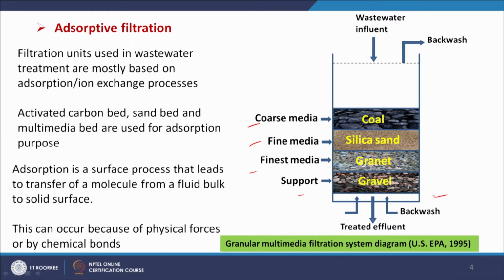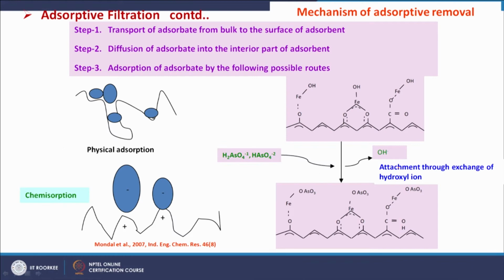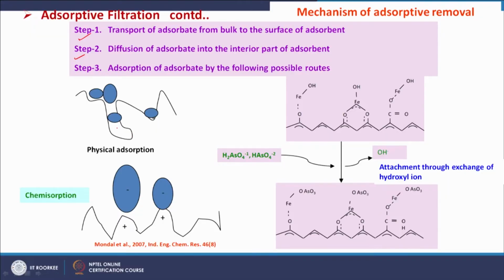This adsorption can take place by a physical or chemical route, and this slide gives us some information on the mechanism of adsorption of pollutants on the surface. The first step is transport of adsorbate from the bulk solution to the surface of the adsorbent. The second step is diffusion of the adsorbate into the interior part of the adsorbent. So, pollutants get into the interior part and are physically trapped. This is physical adsorption.